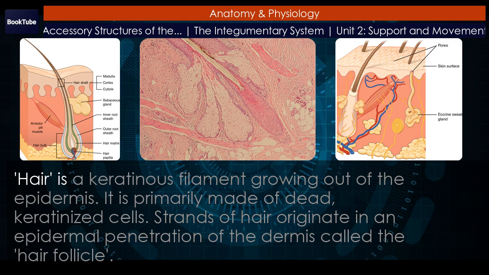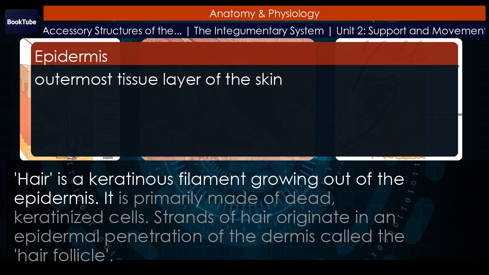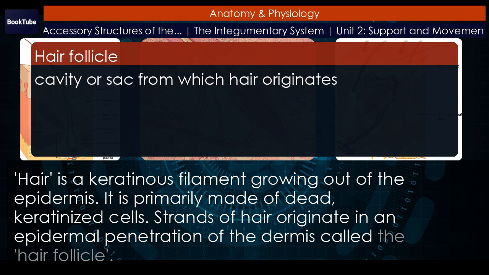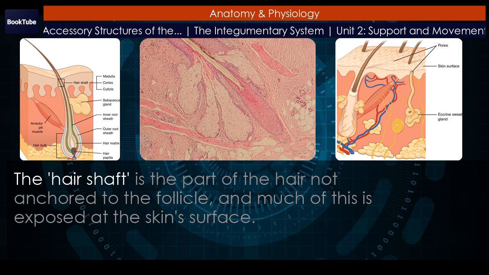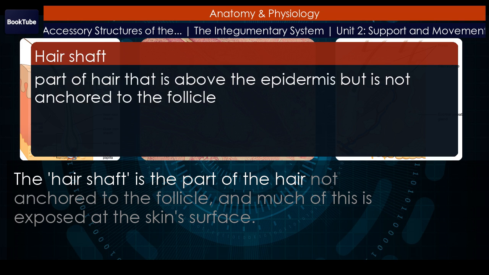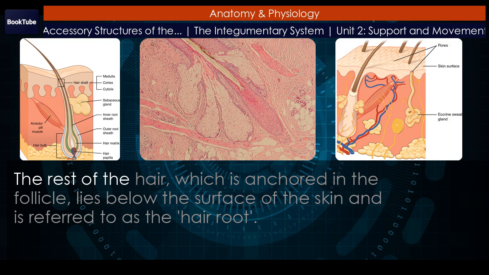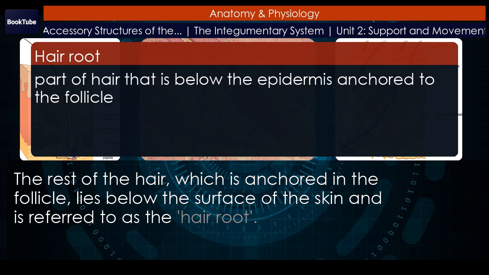Hair. Hair is a keratinous filament growing out of the epidermis. It is primarily made of dead, keratinized cells. Strands of hair originate in an epidermal penetration of the dermis called the hair follicle. The hair shaft is the part of the hair not anchored to the follicle, and much of this is exposed at the skin's surface. The rest of the hair, which is anchored in the follicle, lies below the surface of the skin and is referred to as the hair root.